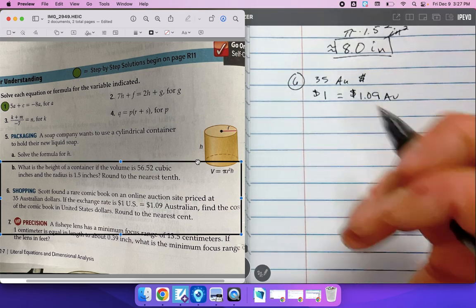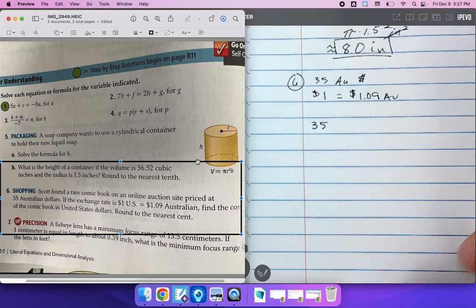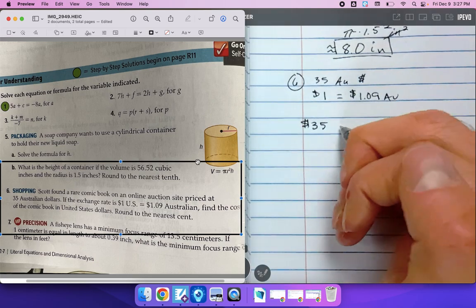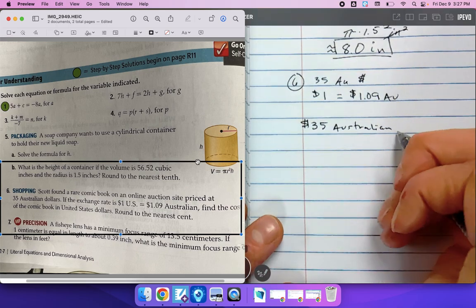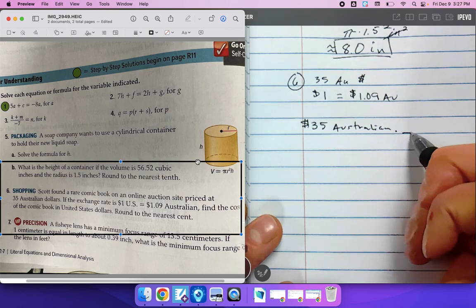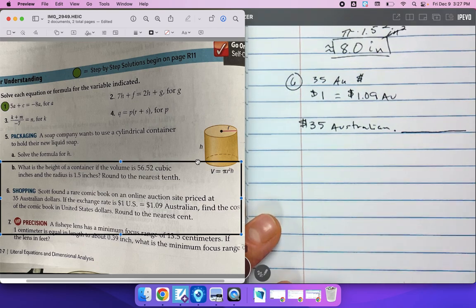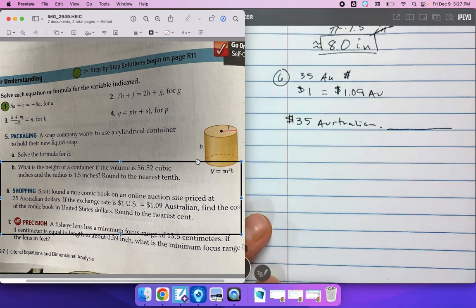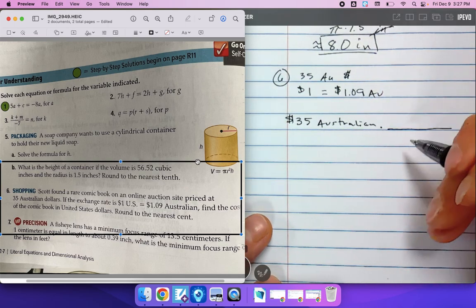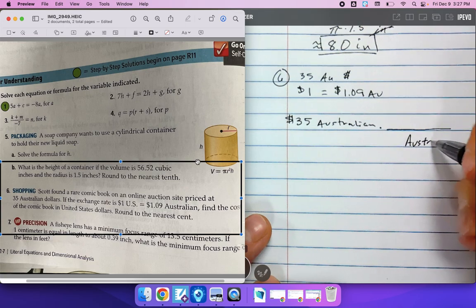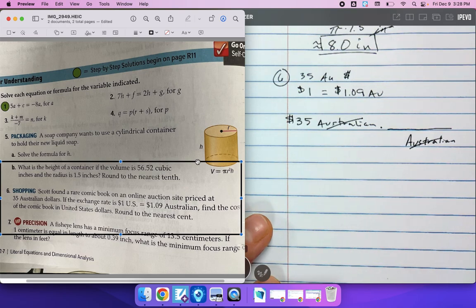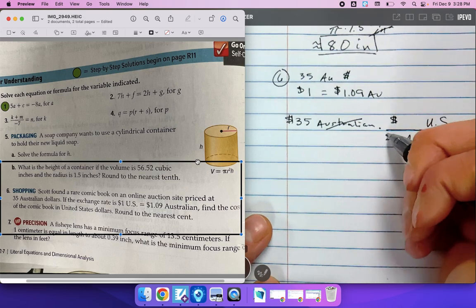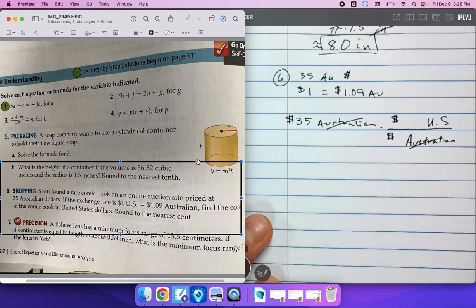So we're given $35 Australian, and we need to multiply that. Well, the goal is that we're left just with American dollars. So I set up my conversion. And I know that if I want these to cancel out, I have to have Australian dollars in the denominator and American dollars up top. So I filled in the dollar sign, and that's what we want to know.